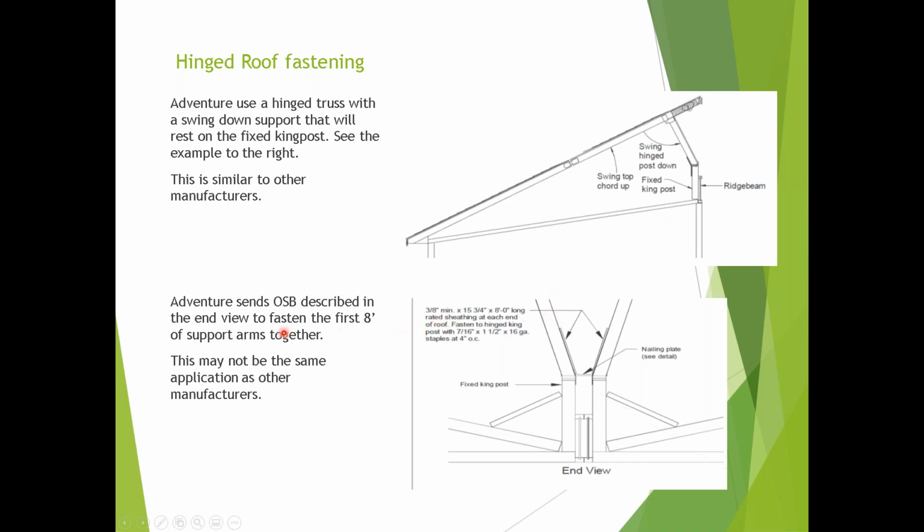In this case, it shows that Adventures sends, for each sectional or 2 box, some 3/8 inch OSB, 15 3/4 to 16 inches in height, 8 foot long, and at each end of the house, from the gable end back into the attic space, they want that OSB on there. Their engineer designed that for some of the wind load protection, and that's on each side, and it would be placed right here on the arms that swing down, the support arms.